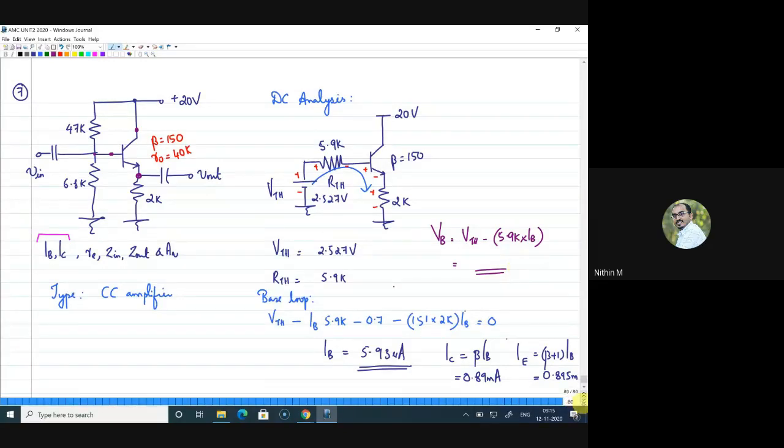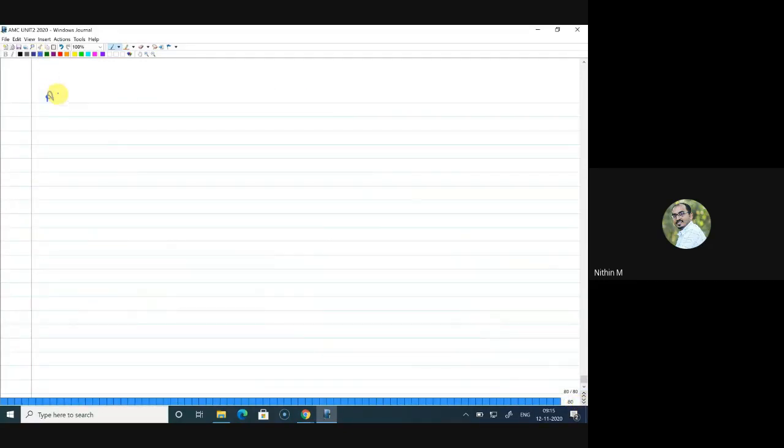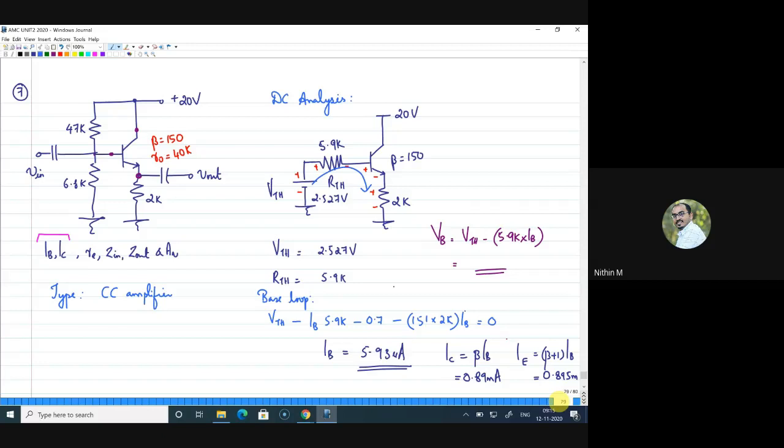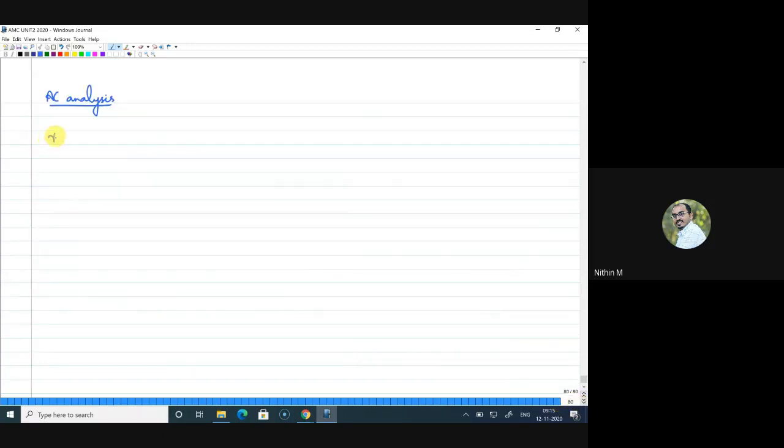Now, if I want to start AC analysis, I should be ready with the small signal parameters. The very first small signal parameter I need here is GM or RE. Both are related: GM is equal to 1 by RE, or it is alpha by RE. The relation is this. So can I get the value of GM?